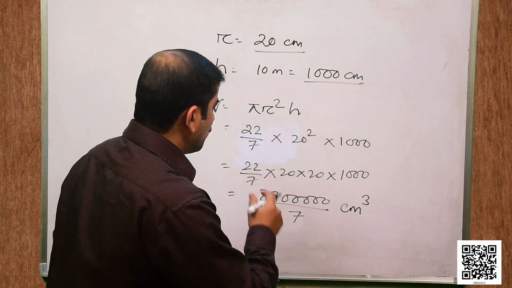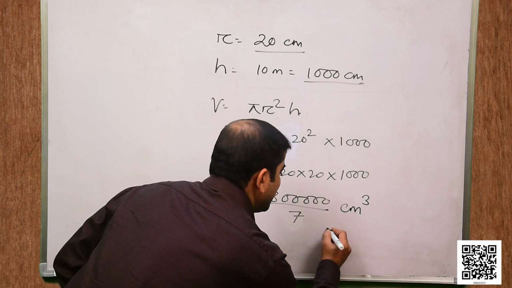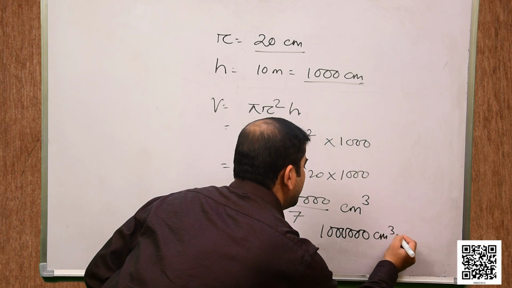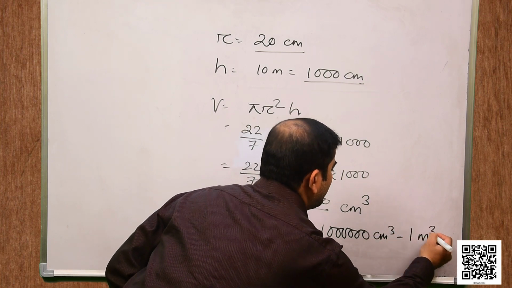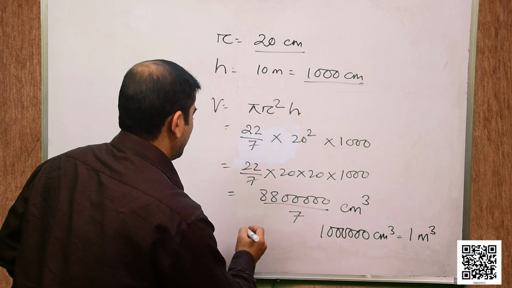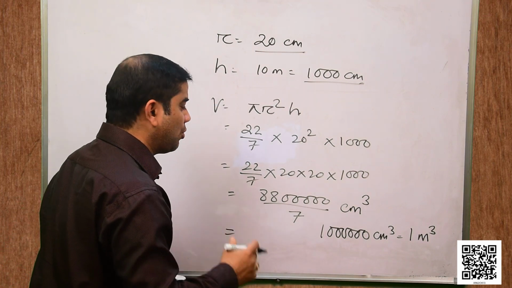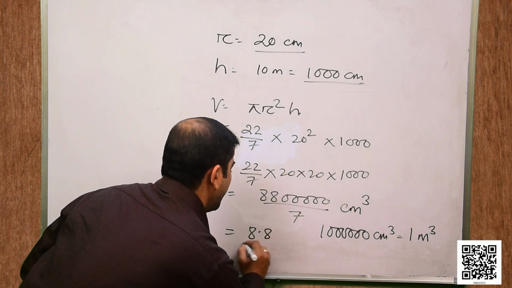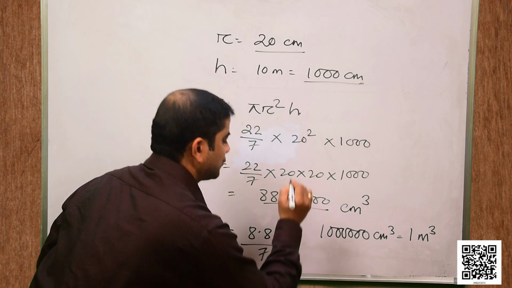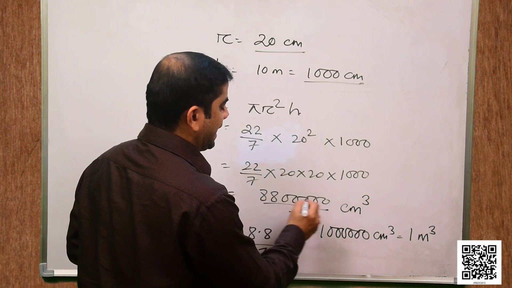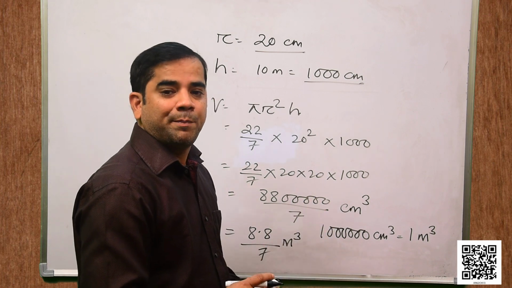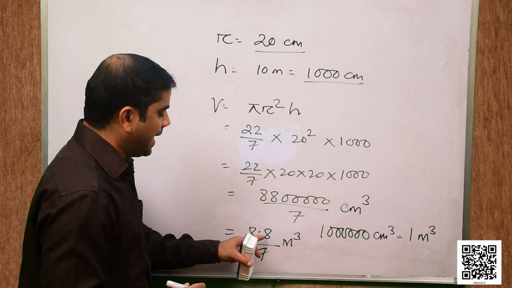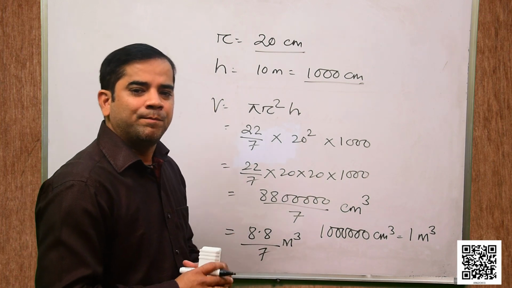Okay. So we know that 10 lakh centimeter cube is equal to 1 meter cube. Okay. So this is to be converted to meter cube, and when we convert it to meter cube, it becomes 8.8 by 7 meter cube. When we divide 88 lakh by 10 lakh, it gives us 8.8. So 8.8 meter cube, and the volume will be 8.8 divided by 7 meter cube.